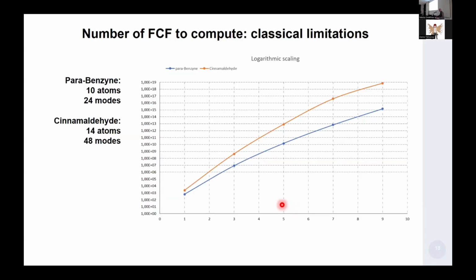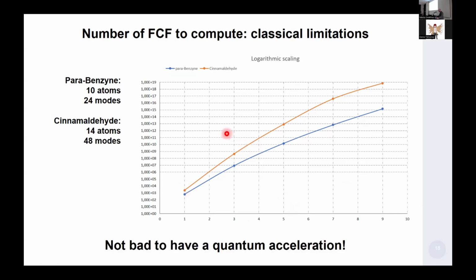And let us delve into computational stuff. If we want to compute Franck-Condon factors fairly, that is, all overlaps of all vibrational states in the ground and excited states, then the scaling becomes more than exponential, depending on the number of modes. And that's where acceleration would be needed, of course.